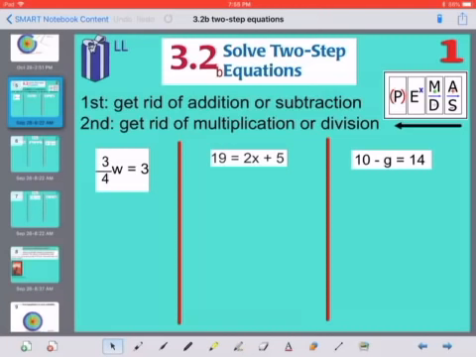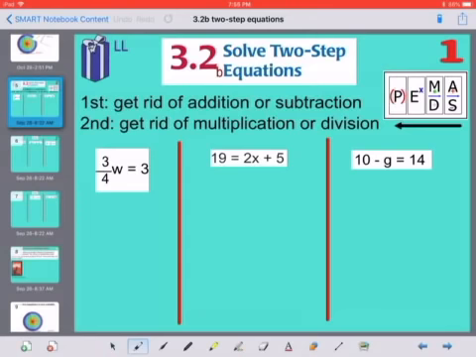Hello, today we're doing 3.2b, which is continuing to solve two-step equations. We will do a couple different types of two-step equations today, so make sure you're following along. First, we're going to quickly review the steps we take to solve a multi-step or two-step equation.